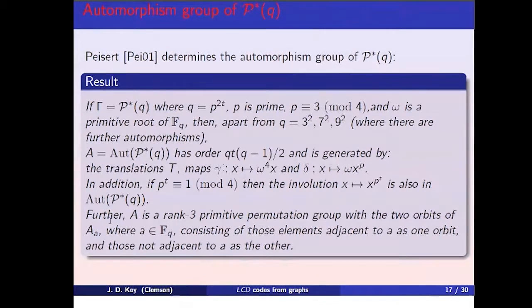But the important thing is that A is a rank 3 primitive permutation group. So once you take the stabilizer of one point, you've just got two orbits. And that's due to its self-complementary nature. So that's useful in proving things about the codes.